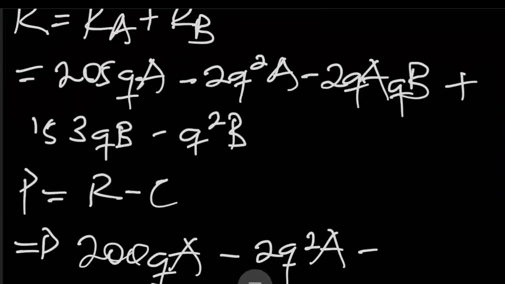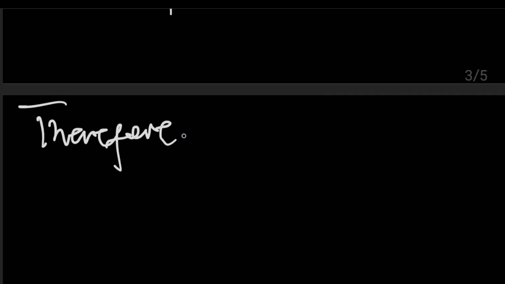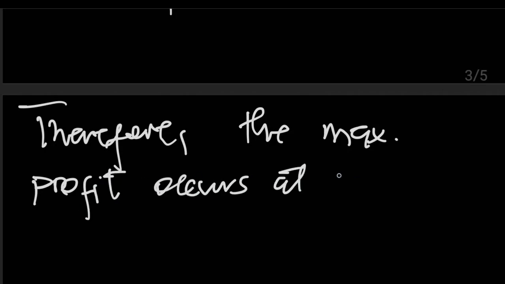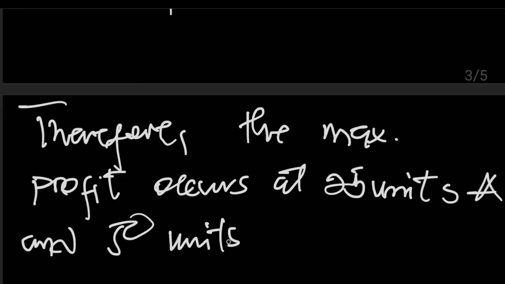Therefore, we will say the maximum profit occurs at 25 units of A and 50 units of B. Thank you for watching.